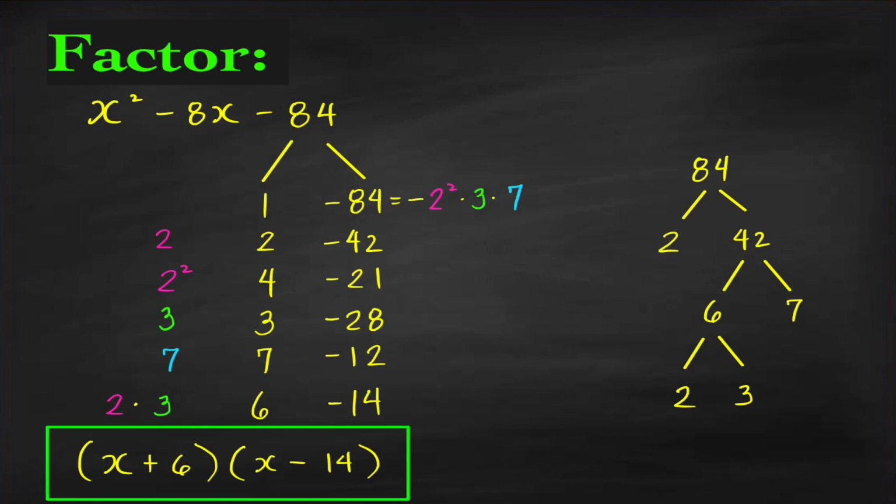And from here, the sum is not negative 8, but when you pull out one copy of 2 and one copy of 3, that is equal to 6. The remaining factor here is 2 times 7, which is equal to 14, and of course it's negative. Now the sum is equal to negative 8, and these are the integers that we're looking for. So therefore, the factors are x plus 6 and x minus 14.